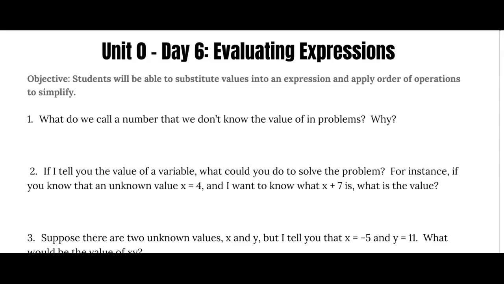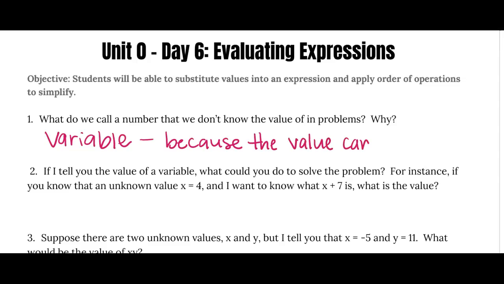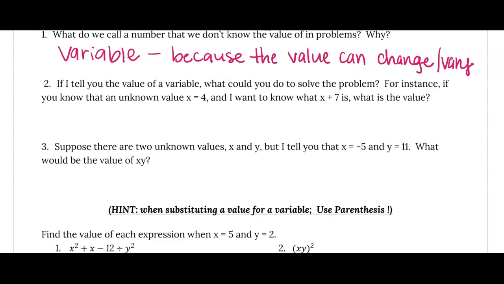So the first question says, what do we call a number that we don't know the value of in problems? And that is a variable. And it's called that because the value can change or vary, if you will. Hence the name variable. The value would be different depending on the problem that you have. So if I tell you the value of a variable, what could you do to solve the problem?